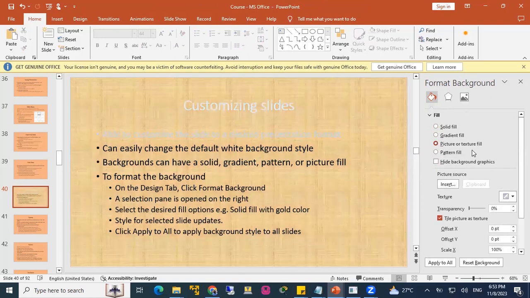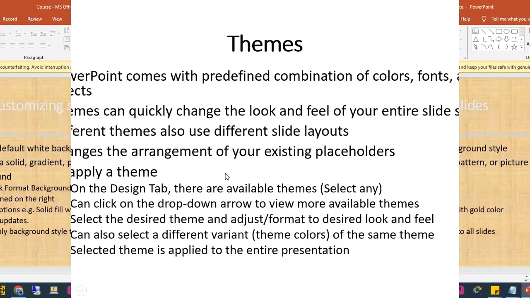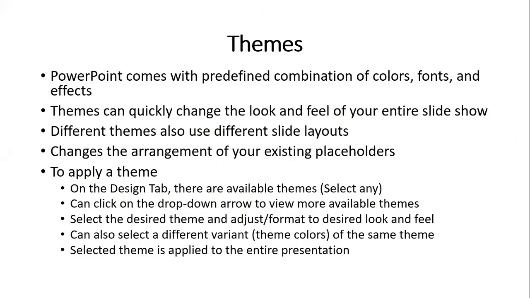I say, okay, now let me use the picture. It shows you a background with a picture. So PowerPoint has predefined combinations of colors, fonts, and effects. Now, the combination is what we call a theme. So whenever you select any theme, it affects the color of your presentation, the color of the text, the font and the font type, as well as the effects that are happening on your presentation. Now, these themes can change the look and feel of your entire slideshow.